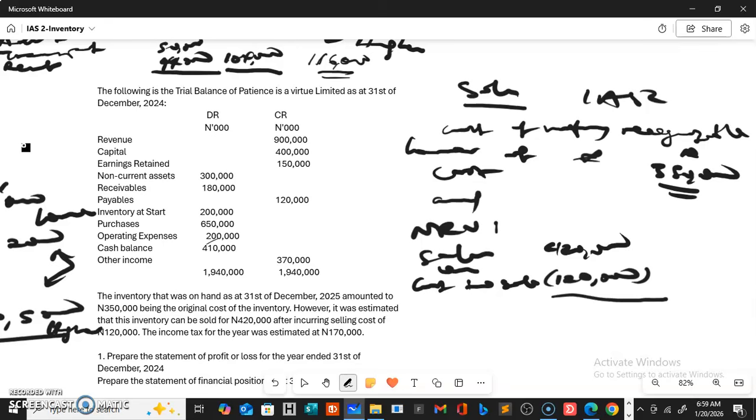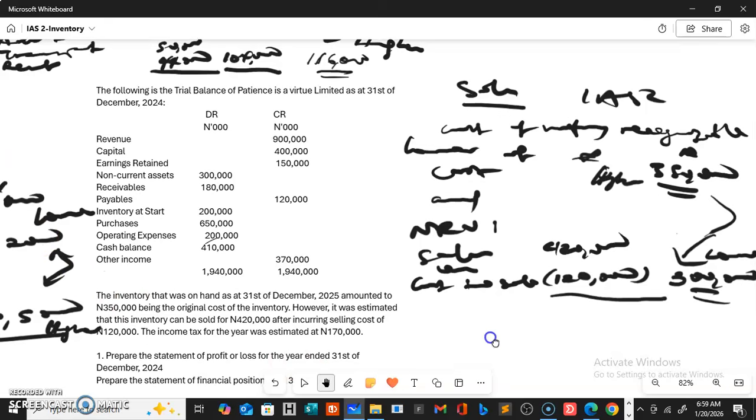So we have 300,000. Okay, so we have 300,000. In this case, the NRV is lower compared to the initial cost. This is higher. Okay, so let us move on.